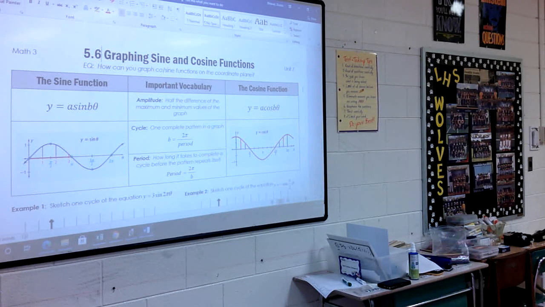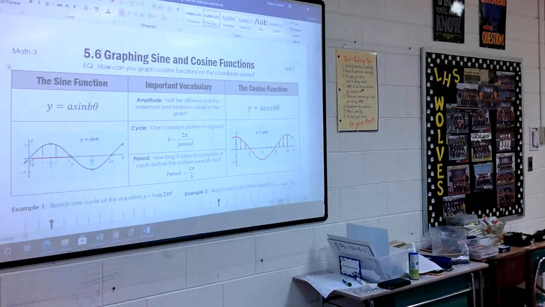The two functions. So graphing sine and cosine. How can you graph those? First of all, the sine function is on the left. And if you notice the sine function, a regular sine graph goes through the point 0, 0. So you do need to kind of know that. If you look at a cosine graph, it does not. It starts up here. Okay, so that's one major difference between the sine and cosine graph.